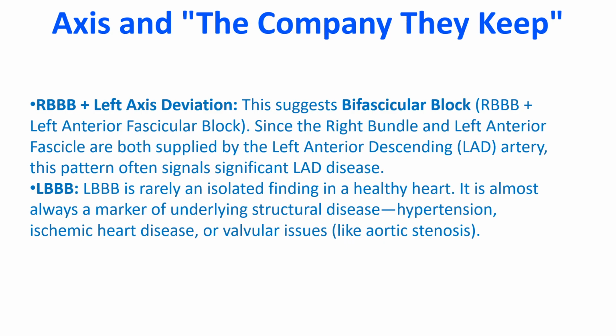Looking at the electrical axis provides clues about the severity of the conduction system disease. RBBB plus left axis deviation suggests bifascicular block, RBBB plus left anterior fascicular block. Since the right bundle and left anterior fascicle are both supplied by the left anterior descending coronary artery, this pattern often signals significant LAD disease.